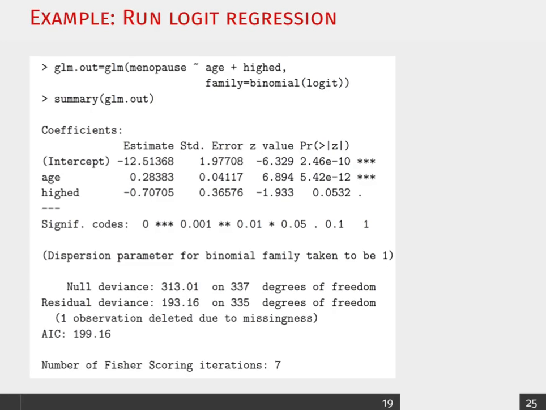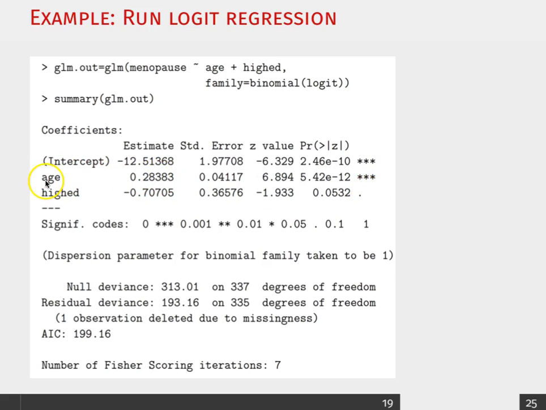Now let's run our actual logit regression. Here, again, our outcome is menopause, with our two indicator variables. Here we're using an additive model. This is not an interaction. And here we're specifying the family as a logit link. Looking at our two estimated coefficients here, our beta 1 and our beta 2.